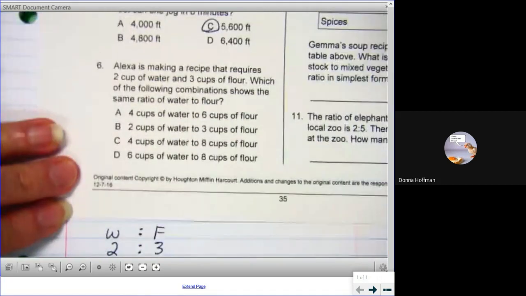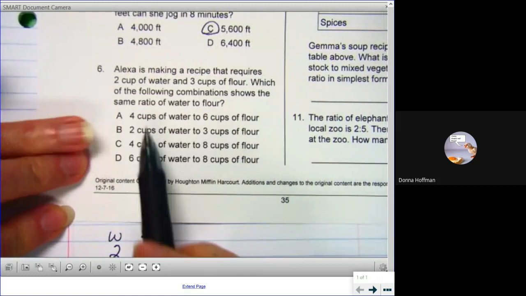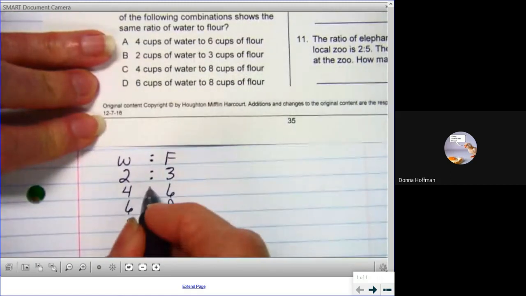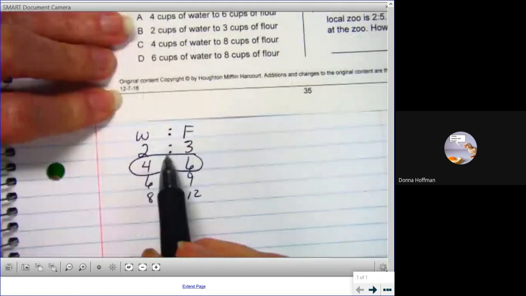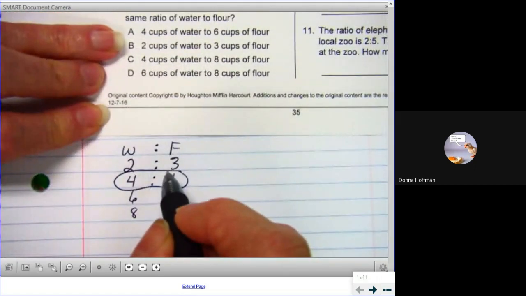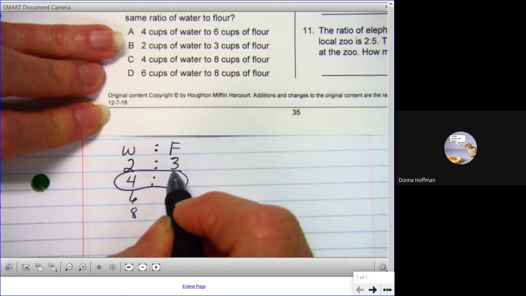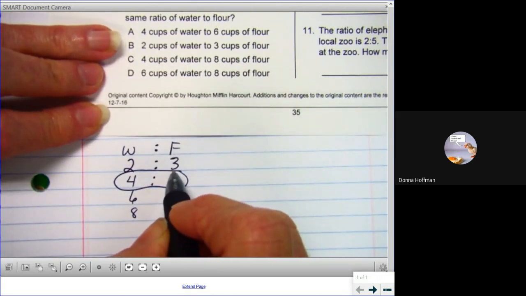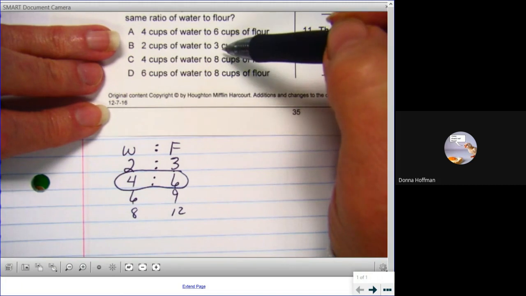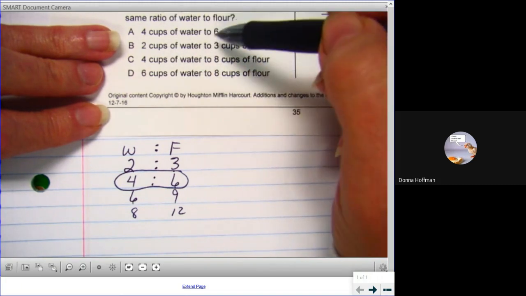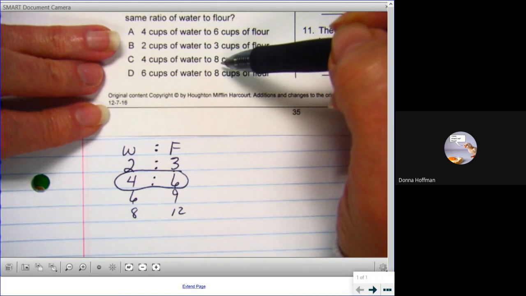Let's see what we got. We have a 4 and a 6. Oh, look, it's right there. But do we have a 2 and a 3? Yep, it's right there. Uh-oh. 2 to 3 is the ratio. Which of the following combinations shows the same ratio of water to flour? Water to flour is 2 to 3. There's 2 answers for this.